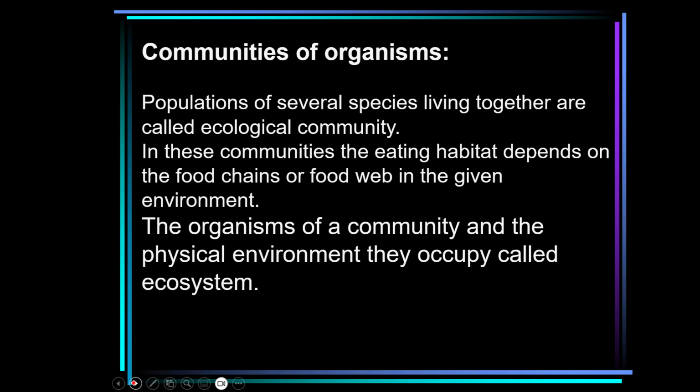Now let's talk about the communities of organisms. A population of several species living together is called an ecological community. In these communities, the eating habits depend on the food chain or food web in the given environment. The organisms of a community and the physical environment they occupy is called an ecosystem. Probably you learn a lot more about this in biology, and I'm not really an expert in this part, but still, we have to go through it.